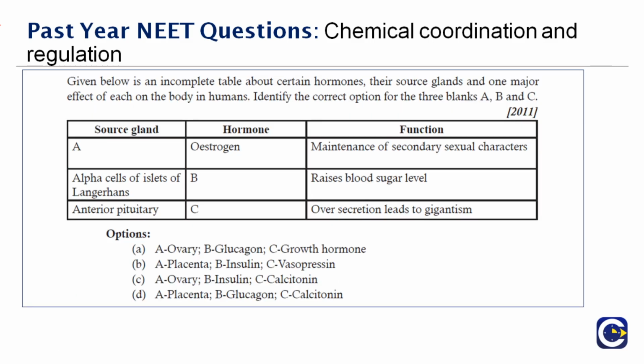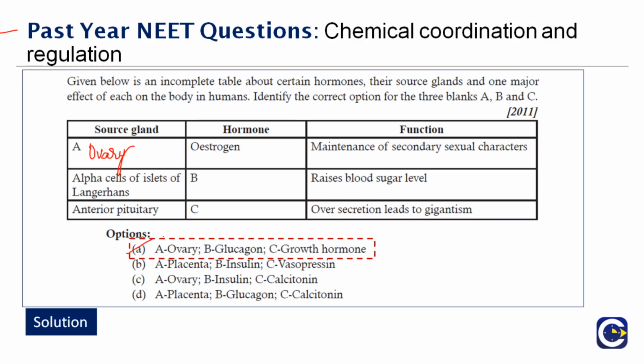Next question here. Given below is an incomplete table and we need to fill it. Okay. So we have to find A, B, C. So estrogen, it is liberated from ovary. So it should either be A or C. A is ovary for sure. Okay. Now B, alpha cells of islets of Langerhans, it is glucagon. Okay. Therefore, the right answer is option A. B is glucagon and C is growth hormone. Okay. Therefore, the right answer is option A, which is the answer.